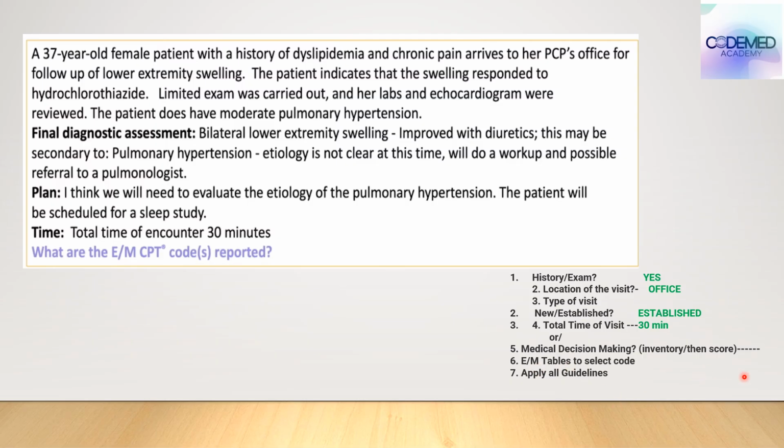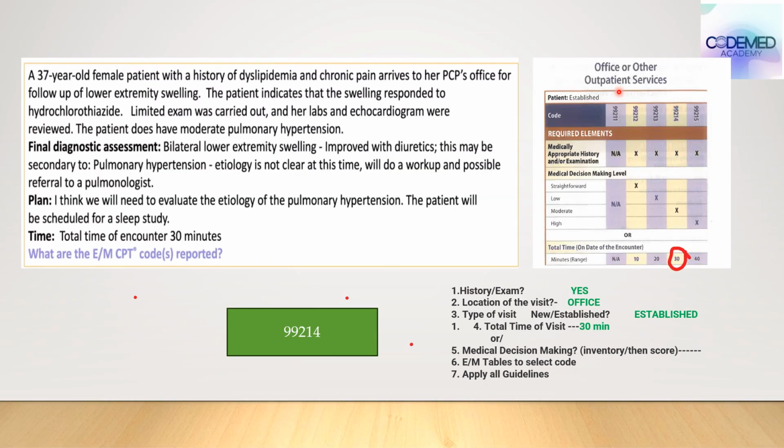And medical decision making, we have to see. Now the MDM they haven't given, but they have given the time. Either we use the MDM or we use the time in order to fix our code. So it is an established patient. The workup is 30 minutes and we will go and see our code. So this is the chart of the established patient and how much is the time? The time is 30 minutes. So our code will be 99214. Okay, this is as simple as that because I took the time which was given by the doctor.